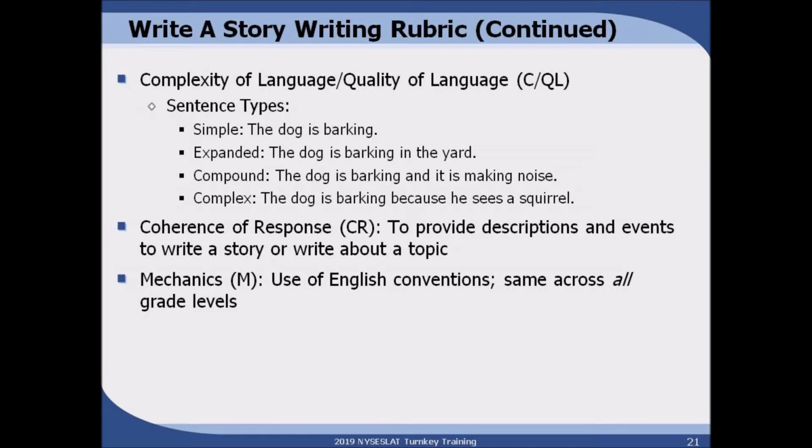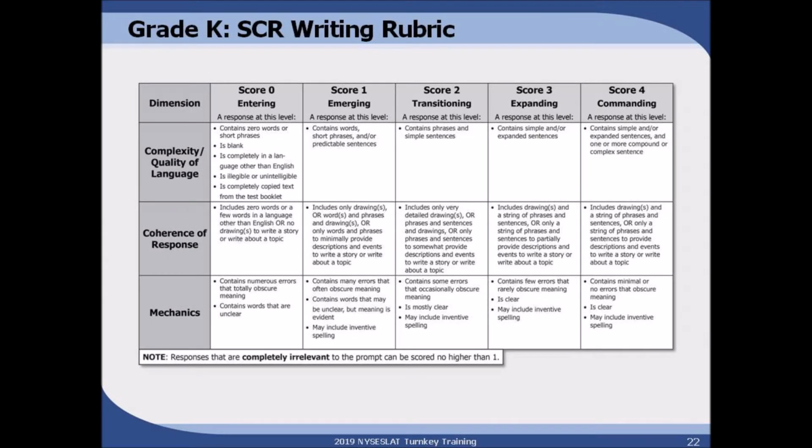The next dimension is coherence of response, which evaluates the sufficiency of descriptions. It allows students to draw and or write their response. The mechanics dimension evaluates clarity of meaning and the degree to which errors in spelling, capitalization, punctuation, and grammar obscure meaning. Let's look more closely at each dimension, starting with complexity quality of language. Note the progression of sentence structure requirements across the performance levels of this dimension.